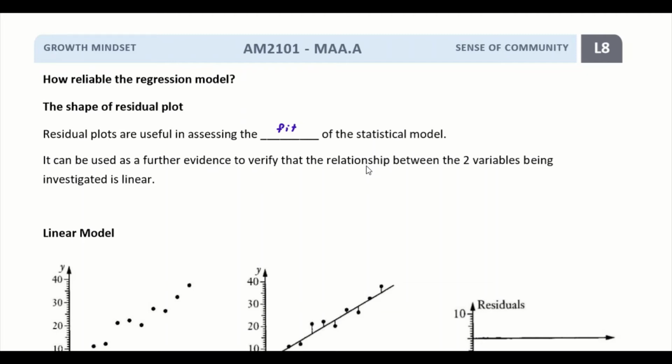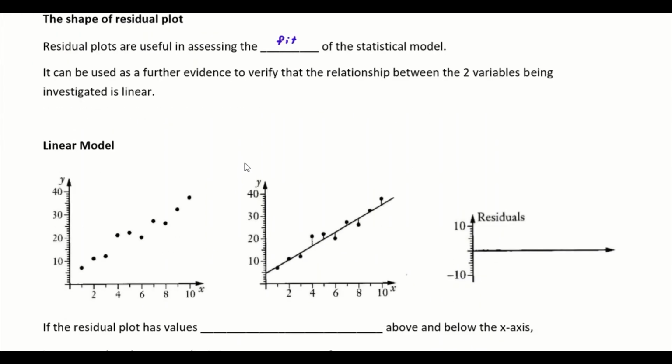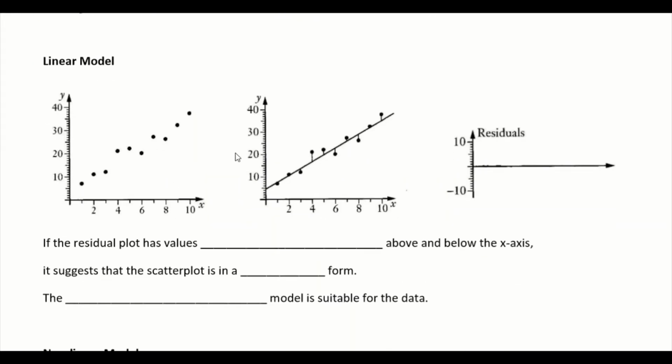So how does a residual plot actually do that? Let's look at these two simple examples here. The first one, this is the first case. Imagine this is the set of my data. Then when I fit a linear regression line into the data, this will be the line that I get.